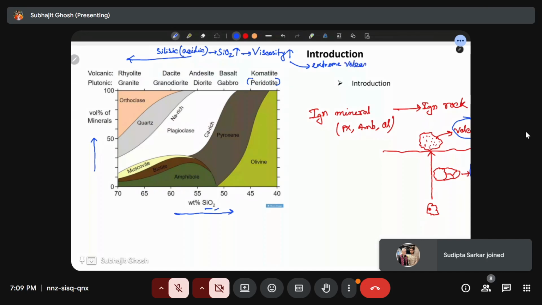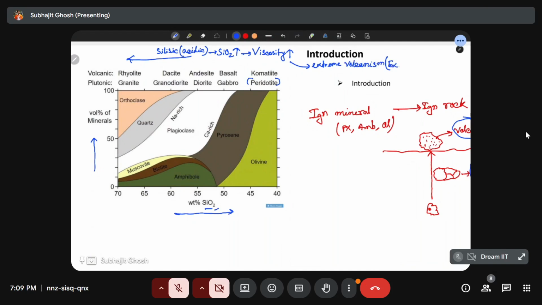Or you can say the explosion will be higher if you go in this direction of rock. So again we will go back to our rock thing. You have to remember the volcanic version and the plutonic version. In the volcanic version there is an easy trick, let me tell you.